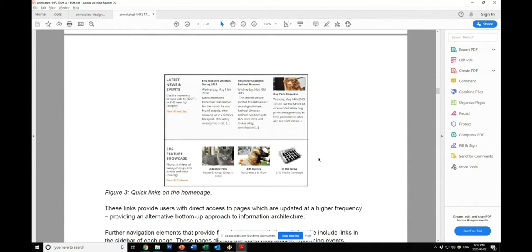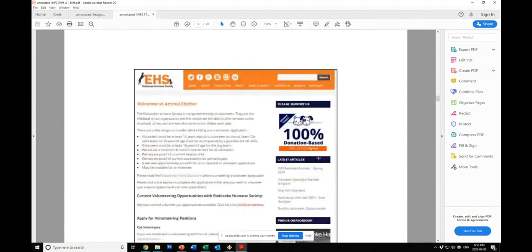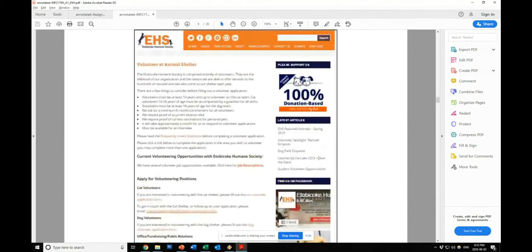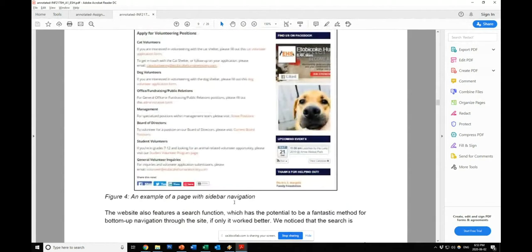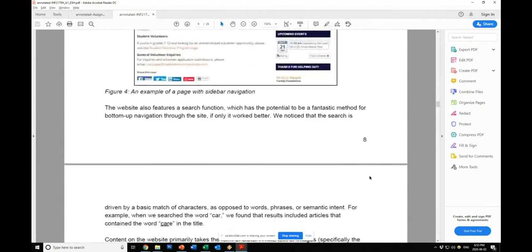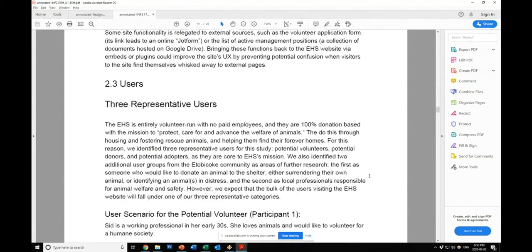And then again, identifying other things which are on the page. In this case, things like quick links, and scrolling down, further information on the type of structure. Example of a page with sidebar navigation, which you can see there. And then in this case, they've done information on 3 representative users. Now, again, you don't have to take that particular approach. That's just what they did. This is a more persona-driven way of doing things, not a requirement. If you can focus in on the audiences, that's all that's really required.